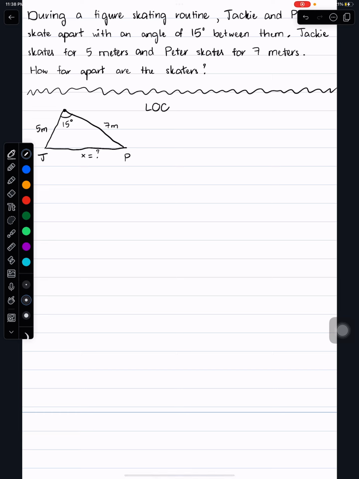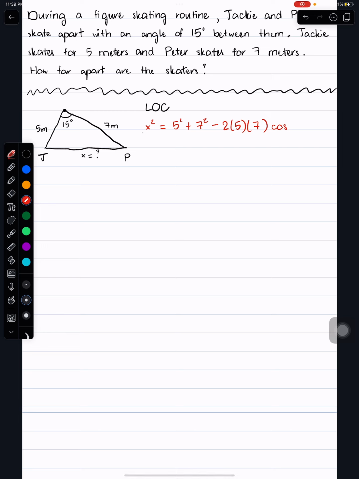So let's write down the law of cosines first. The formula goes like a squared equals b squared plus c squared minus 2bc times cosine of big angle A. We're looking for x, so we can start from x. x squared equals the sum of the squares of the other two sides, which is 5 squared plus 7 squared, minus 2 times the first side, 5, times the second side, 7, and then since this is law of cosines, we need to have a cosine here.